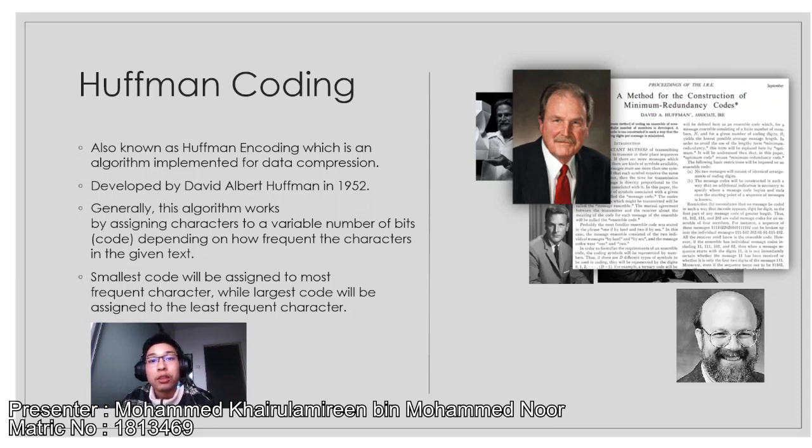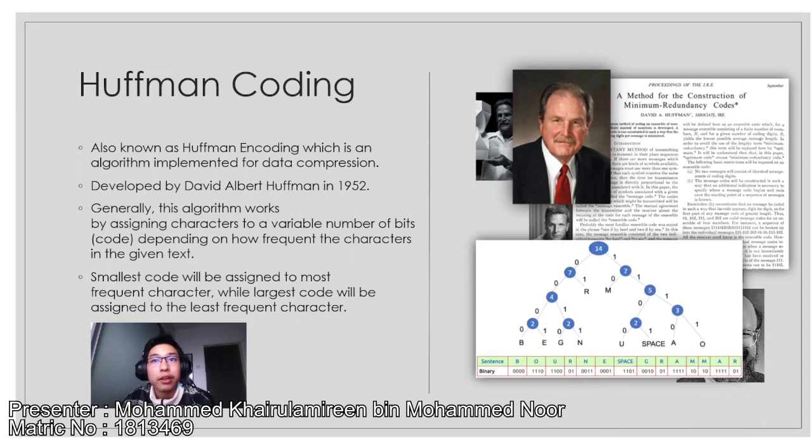Generally, this algorithm works by assigning characters to a variable number of bits or codes depending on how frequent the characters are in the given text. The smallest code will be assigned to the most frequent character, while the largest code will be assigned to the least frequent character. Now, let's get into more details about Huffman coding, shall we?